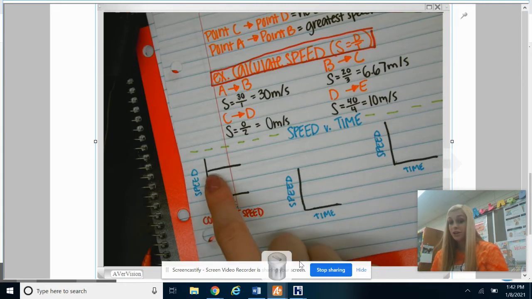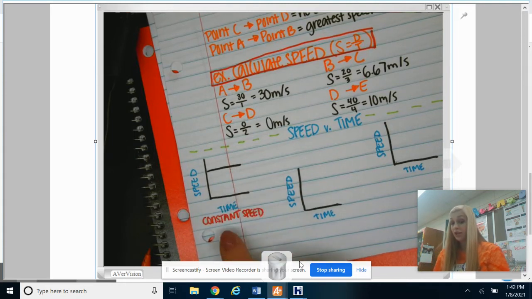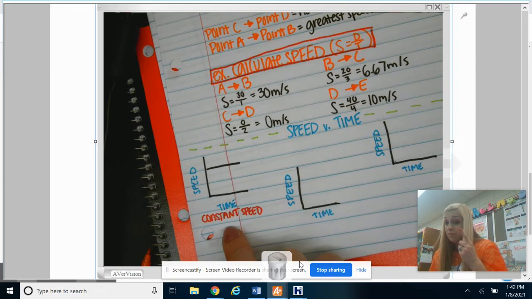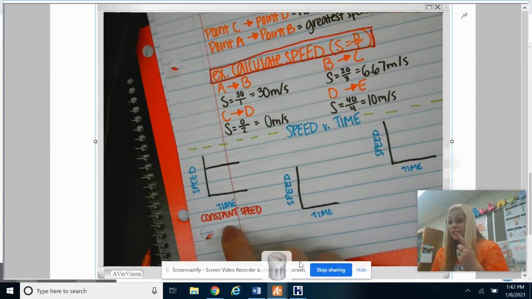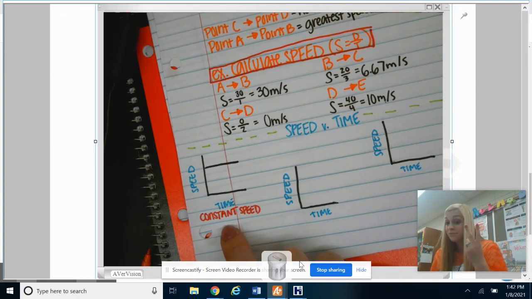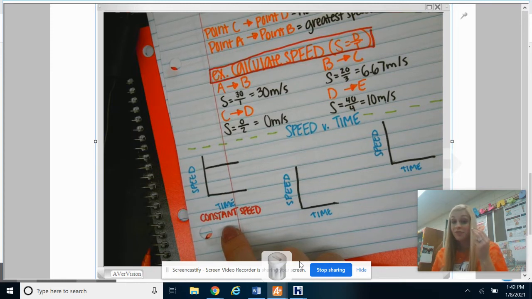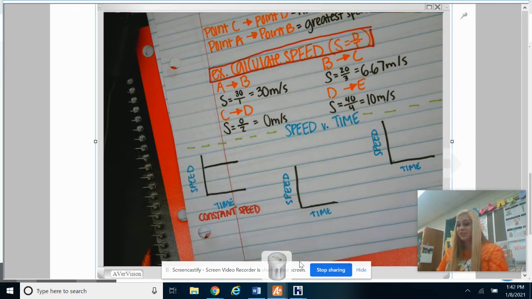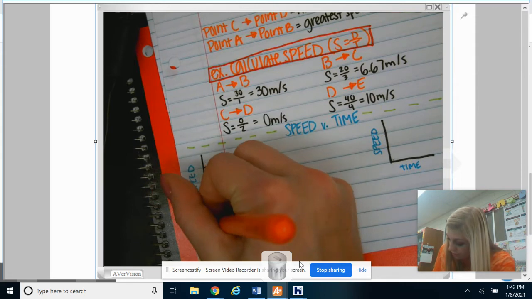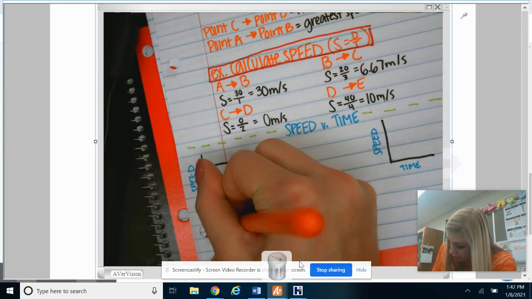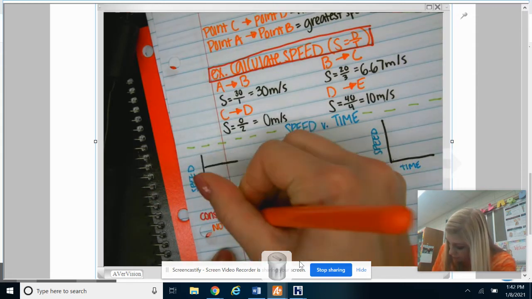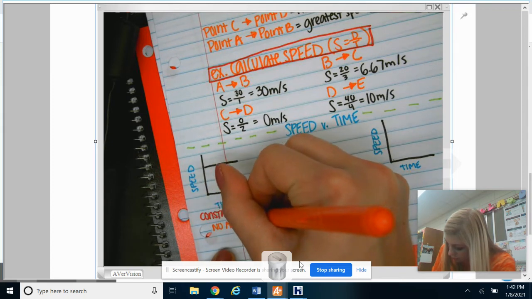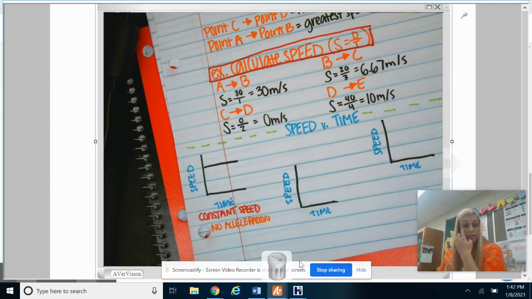Are we accelerating? We're traveling at a constant speed. So did we speed up? We never changed speed. Did we slow down? We never changed speed. Did we change directions? No, because we would have had to change speed to do that. So let's put no acceleration. No acceleration.